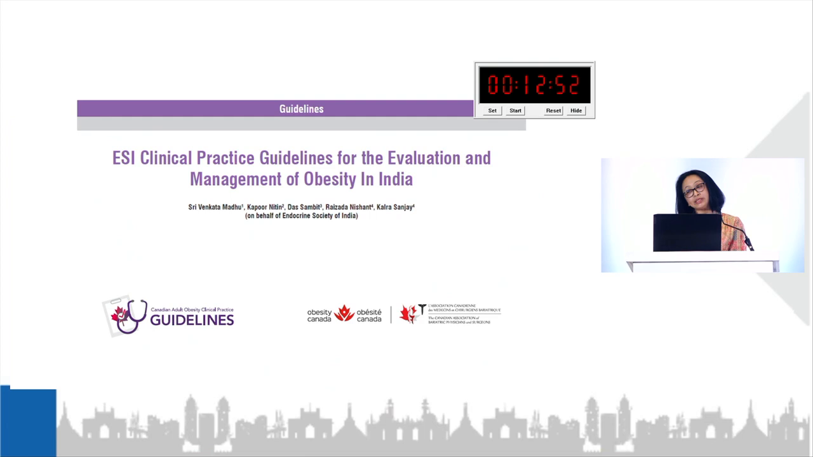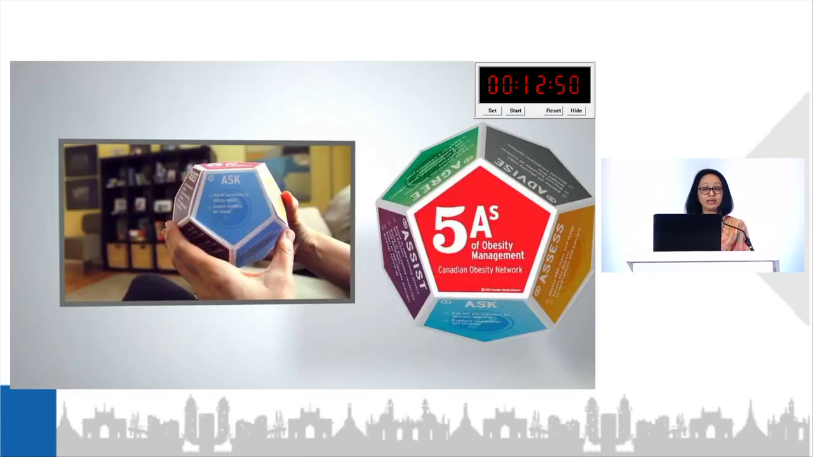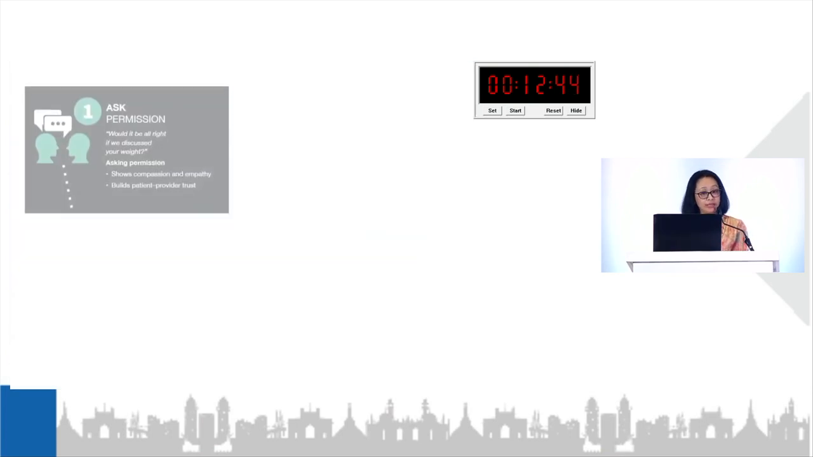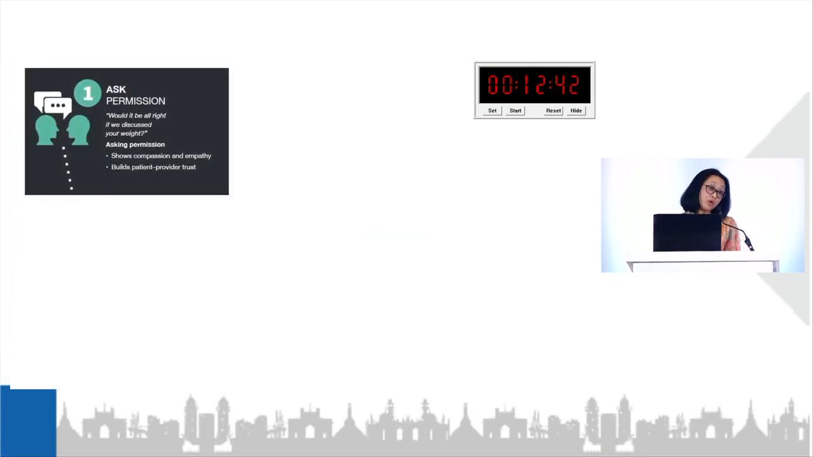So the presentations I'm projecting today are from the guidelines of the Endocrine Society of India and the Canadian Obesity Network. The Canadian Obesity Network talks about the 5 A's of obesity management. The first A is ask permission. So we need to ask the patient whether it is all right to talk about her weight.